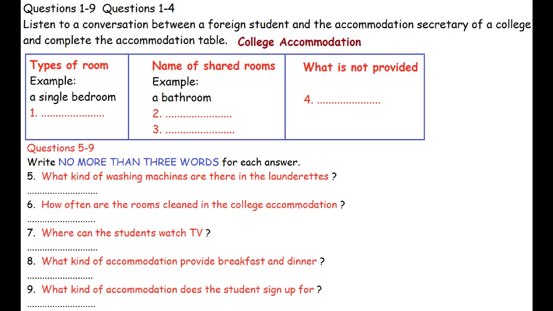Now turn to section 1. Section 1. You will hear a conversation between a foreign student and the accommodation secretary of the college at which he has enrolled. Listen to the conversation between the student and the accommodation secretary and complete the accommodation table. Write no more than three words or numbers for each answer. Look at questions 1 to 9 now. You'll see that there is an example which has been done for you on the accommodation table. Conversation relating to this will be played first.